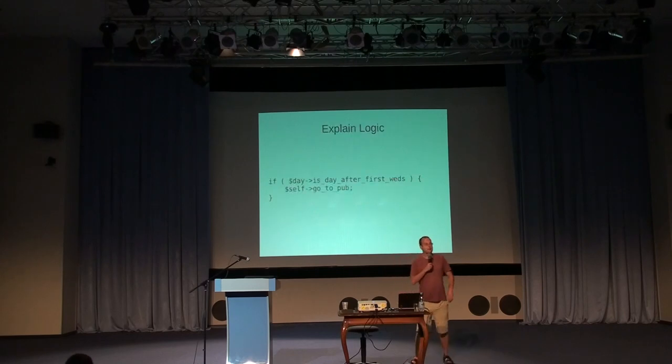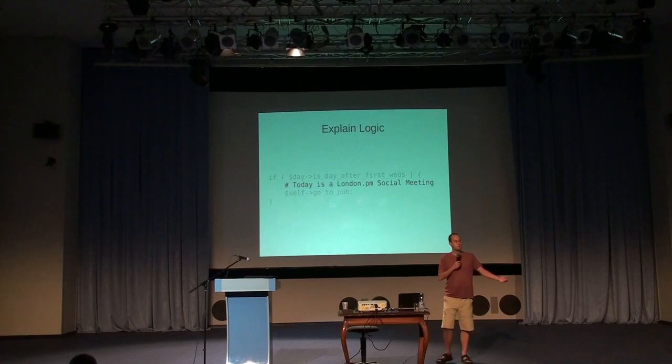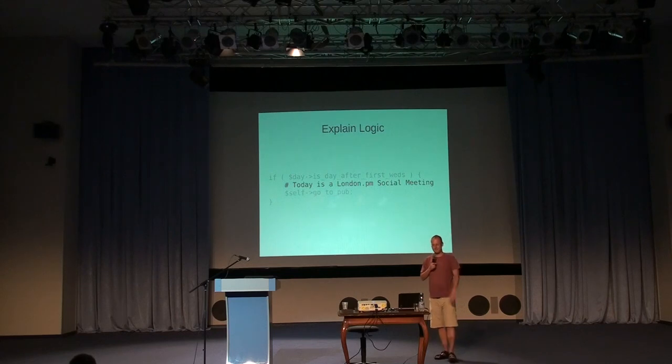So you might have some code like this. Okay, so it's the day after the first Wednesday in the month and you go to the pub. Well, that's not very helpful code, because if you're a maintenance programmer, you look at that and you think, well, why do I go to the pub? So maybe you could put a comment in. I'm in London Perlmongers, and on the day after, it's silly. Anyway, we go to the pub sometimes. So this comment tells me why we go to the pub. Now, that's kind of helpful.